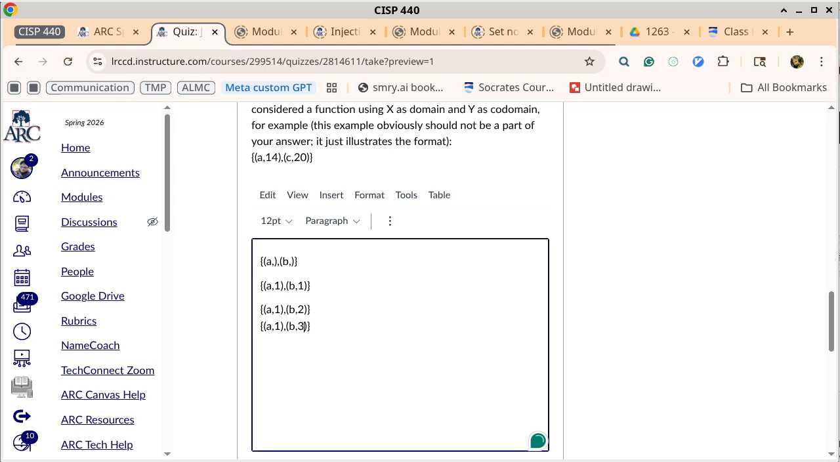And I'm not sure why this line spacing is off. Okay, maybe that will change it.